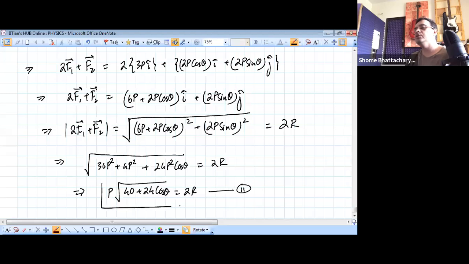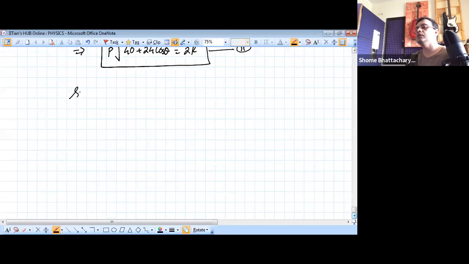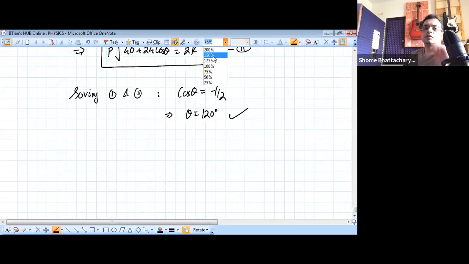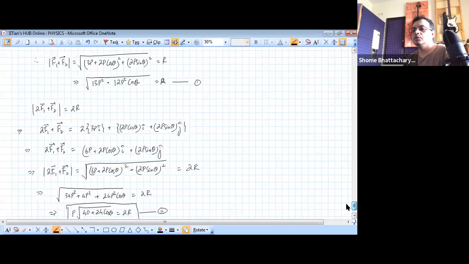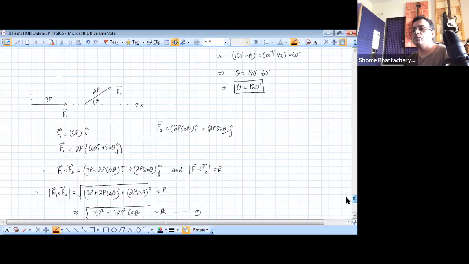Now your equation 1 and 2 are the same as we had seen in the geometrical form. So we know that solving 1 and 2, we will get cos theta equal to minus half. Which means that theta will become equal to 120 degrees. Okay, so I'll just leave you with a minute to understand the component form way of solving it.